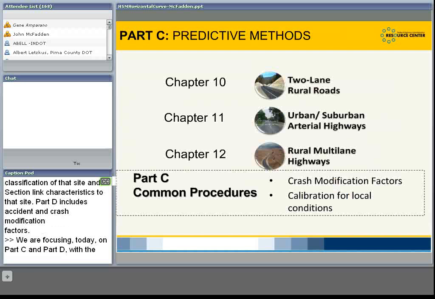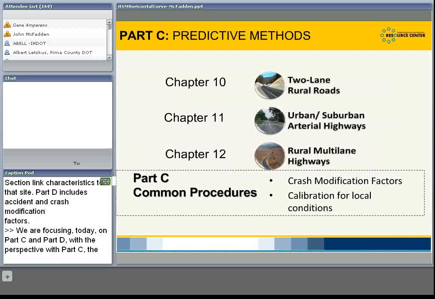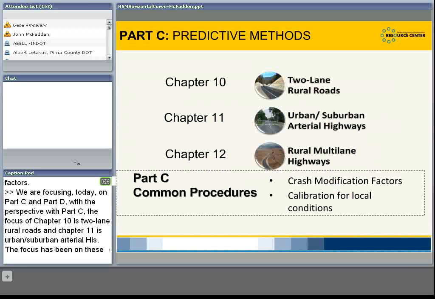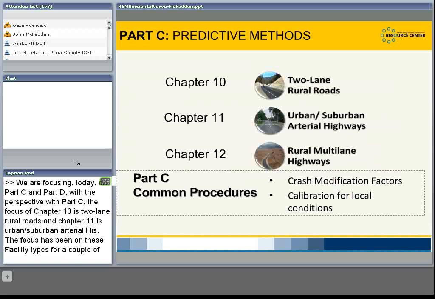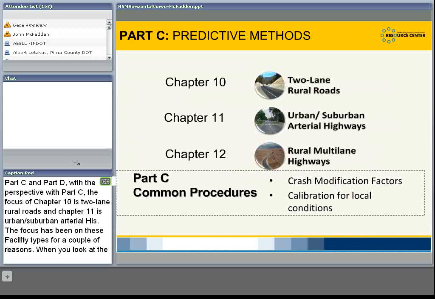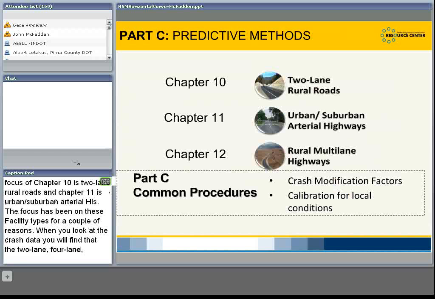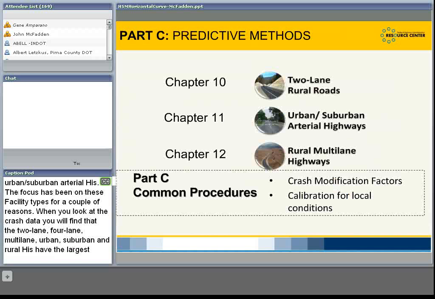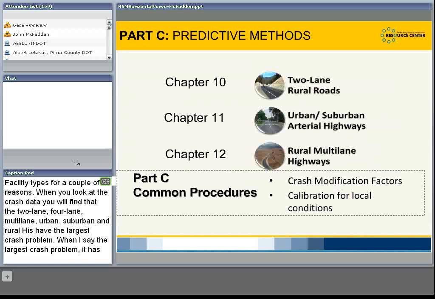Now, we're focusing today on Part C and Part D with the perspective of, for Part C, the focus of Chapter 10 is two-lane rural roads, Chapter 11, urban, suburban, arterial highways, and Chapter 12, rural multi-lane highways. From the predictive methods perspective of Part C, the focus has been on these facility types for a couple of reasons. Primary reason is when you look at the crash data, you will find that two-lane rurals, multi-lane, urban and suburban highways, and rural multi-lane highways are those with the largest crash problem.